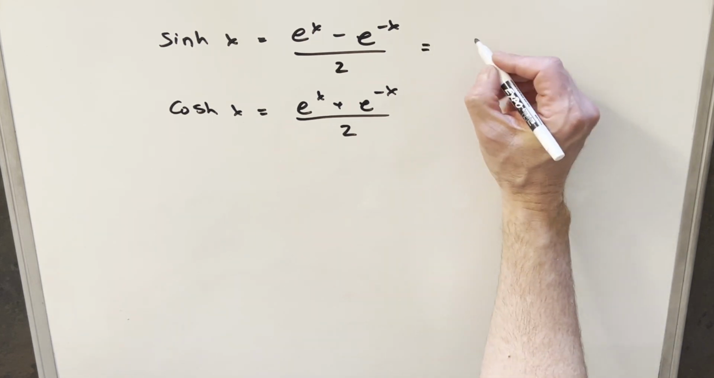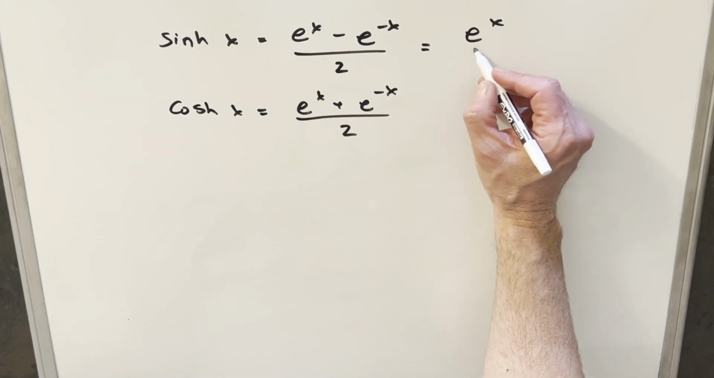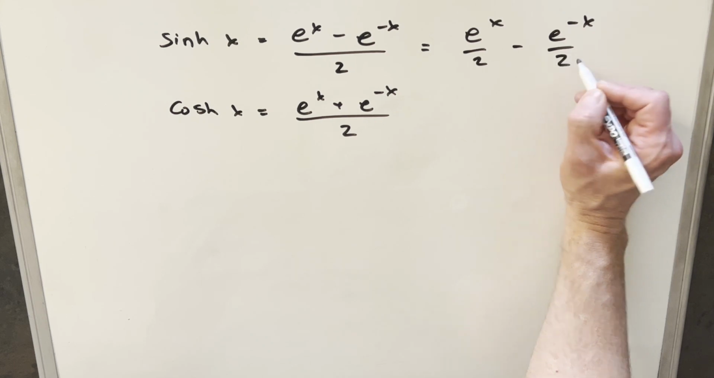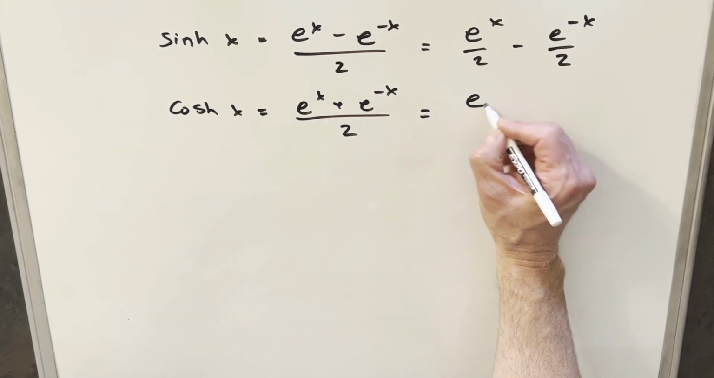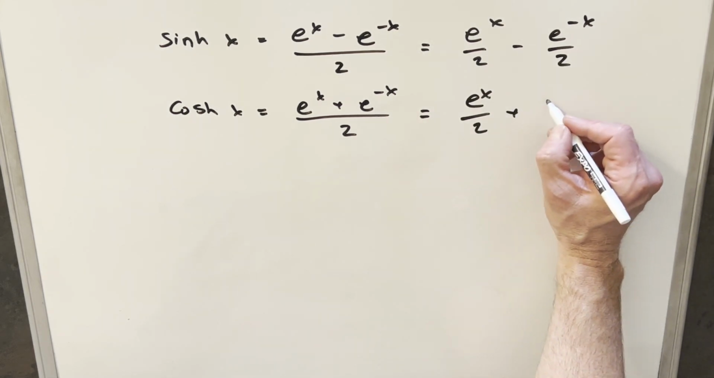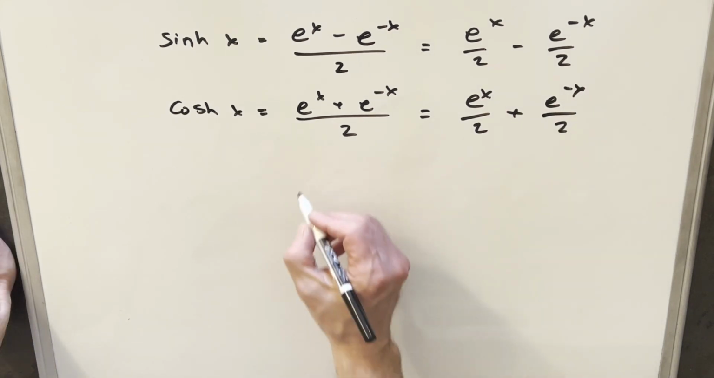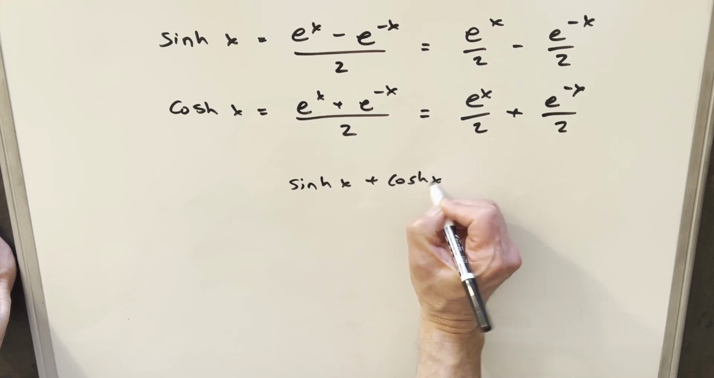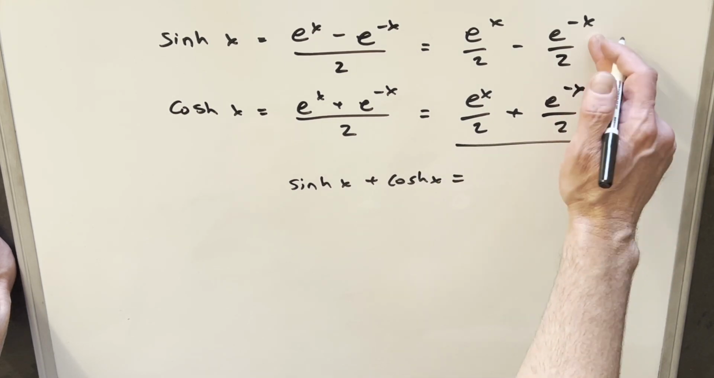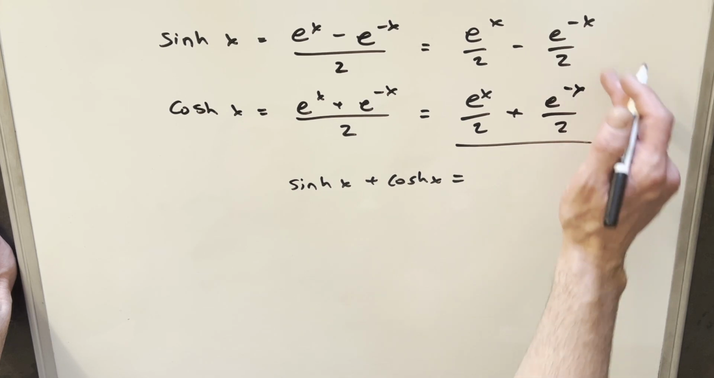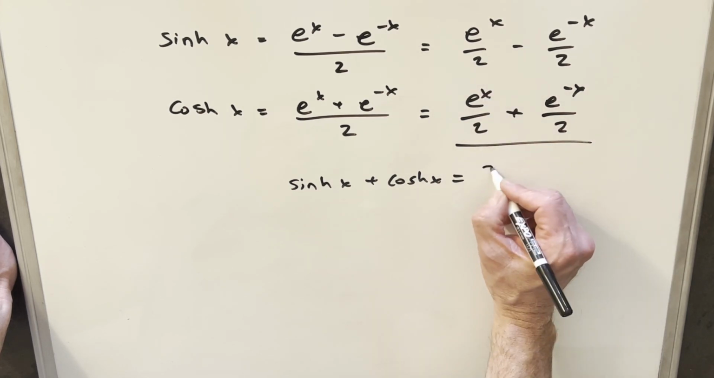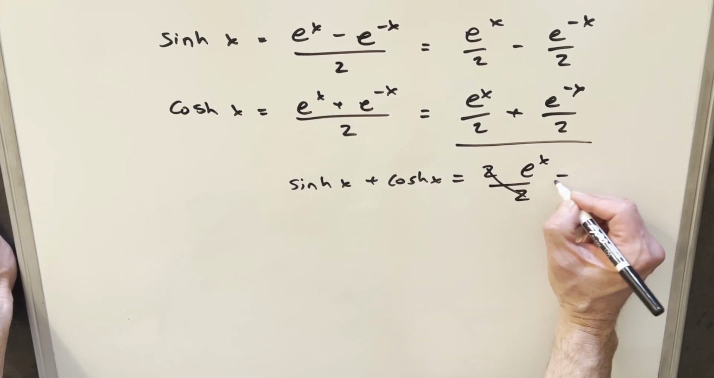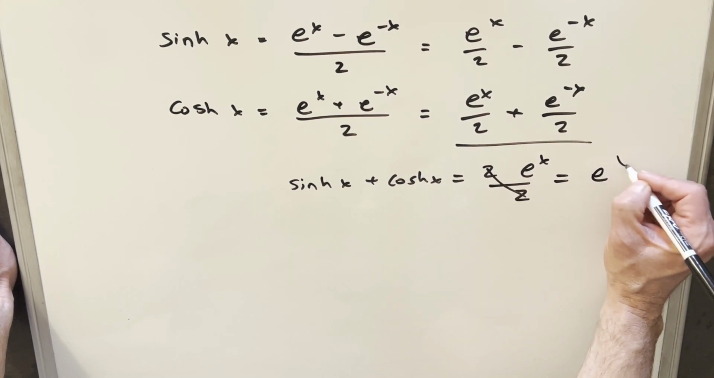What I can do is if we just split this up and write it a little bit differently, split it into two fractions for each of these. So I can write this like this, splitting it on the minus sign, and then doing the same thing with cosh. I can write it like this and add these two fractions. And then here, if we want to get an expression for sinh of x plus cosh of x, we can just add these together. And what's going to happen is these second terms cancel. We have two of these, so we're going to have 2 times e to the x over 2. This cancels, and this sinh x plus cosh x is just e to the x.